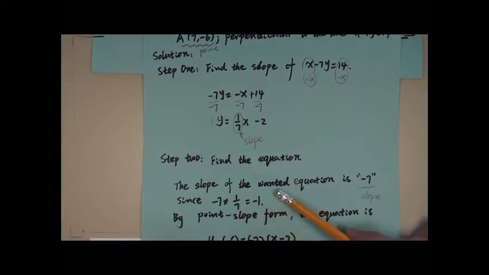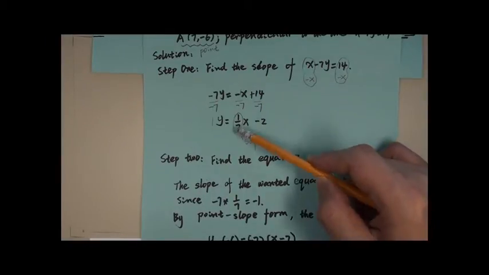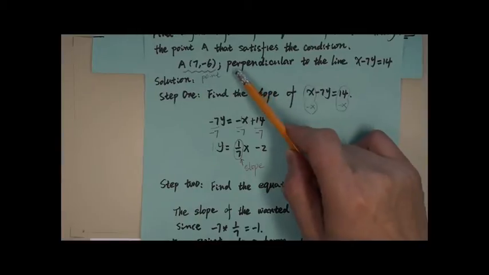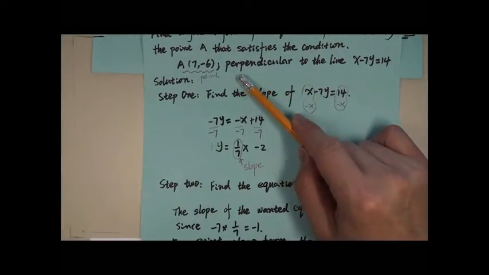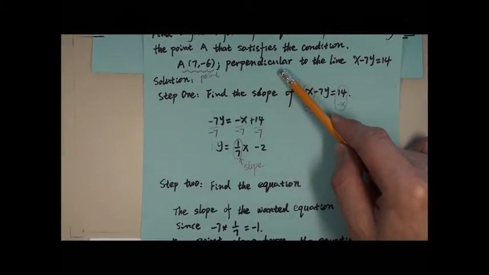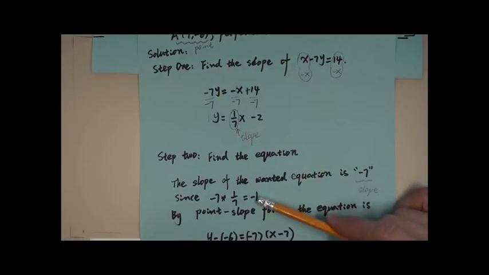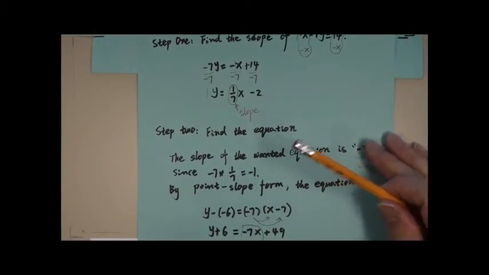The slope of the wanted equation is negative 7. How did we know? It's because negative 7 times 1/7 is negative 1. Why do we need negative 1? Because two lines are perpendicular. If we have two lines perpendicular to each other, then the product of the slopes should be negative 1. Now we have the slope.